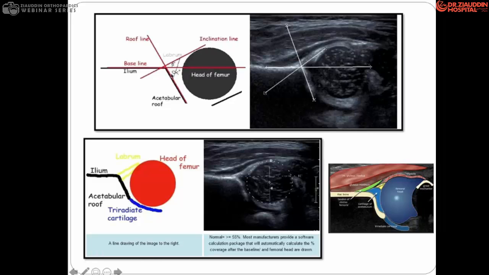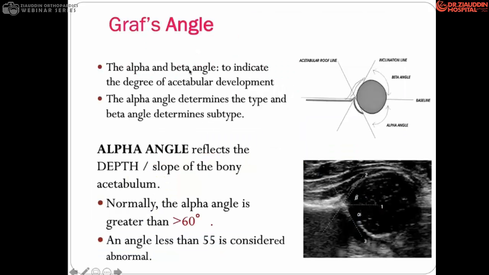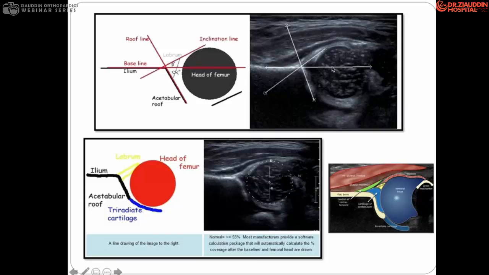So alpha angle is a persistent, permanent angle and less variable as compared to the beta angle. So there is an alpha angle and then there is a beta angle. If you come here, again you find there is a labrum, development of the cartilage over the bone, and then there is a roof, that is called the triradiate cartilage. And these angles, alpha and beta, are fixed angles. And normally, the beta angle is less than 55 and the alpha angle is more than 55.